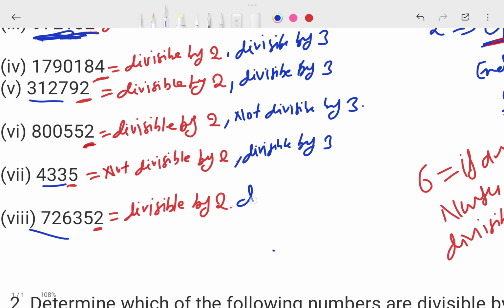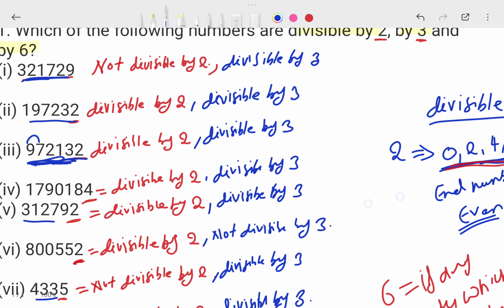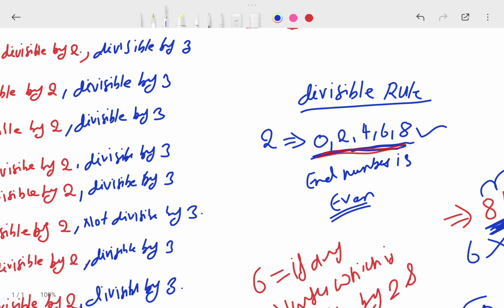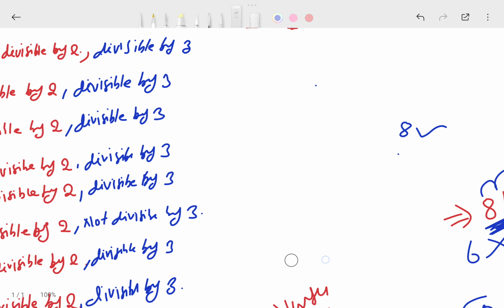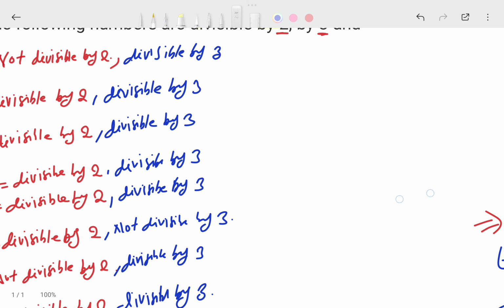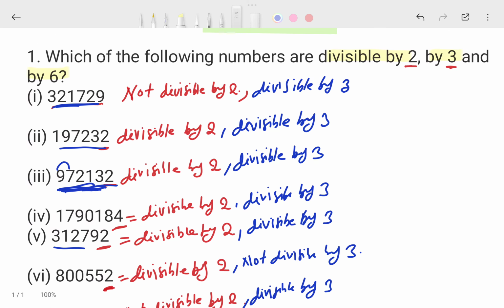So this is also divisible. This is also divisible by 3. Okay, now we understand this all. I'm erasing this one because this is going to be something longer, that's why. Okay, so this is divisible. Now we have to check this is divisible by 6 or not.